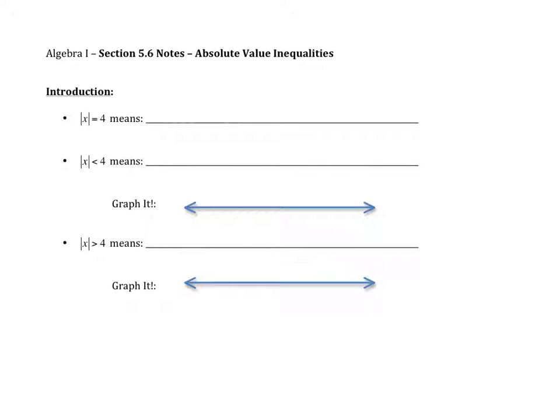So we have the absolute value of x equals 4, and that means that we need to find the distance between x and 0, and that distance would be 4. So we would find two numbers that had a distance of 4 between 0 and that number, which would be -4 and +4, since both are 4 units from 0.